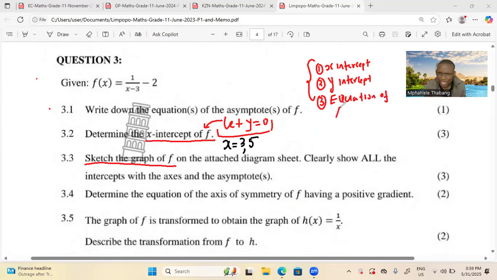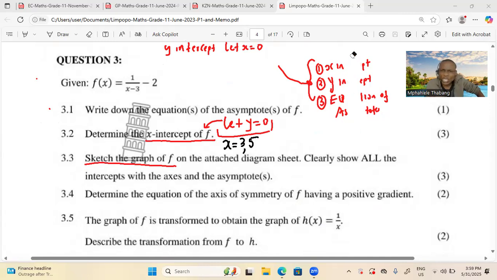Equation of the asymptotes. So these are the three things that you need to sketch the graph. You need the x-intercept, you need the y-intercept, you need the equation of the asymptote. So I'm going to go for number 2 here. I have to find the y-intercept. So how do we find the y-intercept? In order to find the y-intercept, you need to let x be 0.